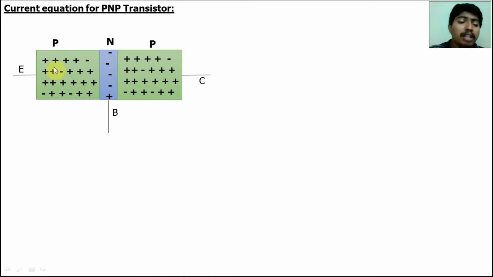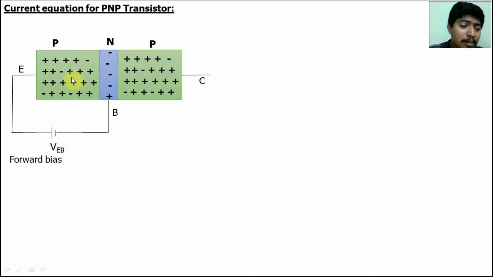To make the flow of holes from emitter to collector, we have to apply forward bias here. We have to apply reverse bias here. Then only the holes will flow from emitter to collector. So apply forward bias here. Here positive voltage, the positive polarity will repel. So the holes will move away from the emitter. If reverse bias is applied, the holes will be attracted.